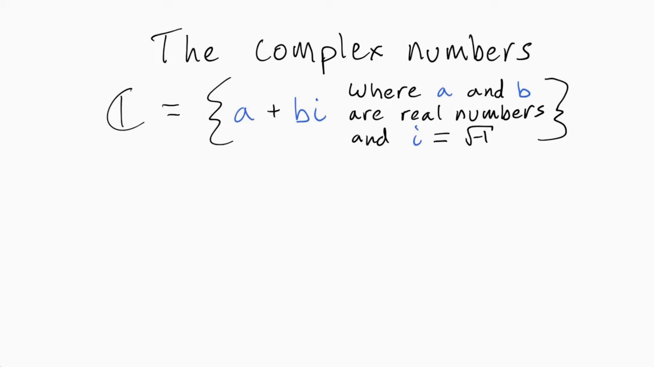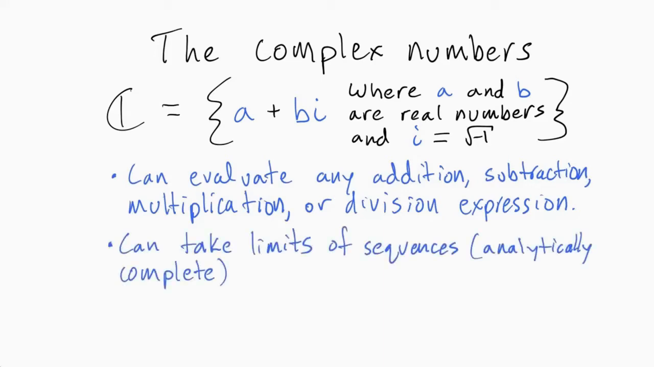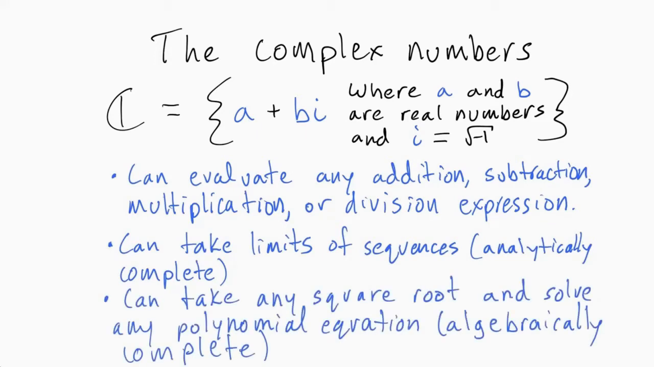The complex numbers retain all the nice properties of the real numbers, like we can evaluate any addition, subtraction, multiplication, or division expression, and we can take limits of sequences. In other words, the complex numbers are analytically complete. But the complex numbers have the additional property that we can take any square root and solve any polynomial equation. This means that the complex numbers are what mathematicians call algebraically complete. So we really got a lot of bang for our buck with that field extension.